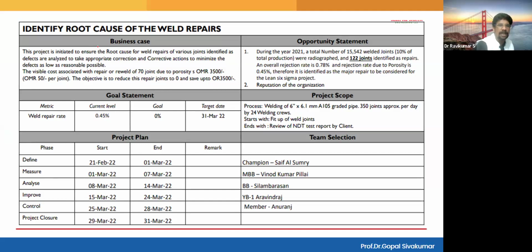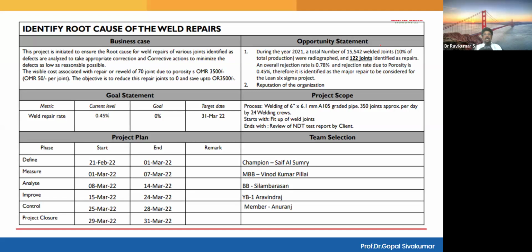Okay, so what is happening actually? The visible cost associated with the repair or reweld of 70 joints is around 3,500. So obviously 50 per joint. So our objective is to reduce the repair joints to 0 and save rupees 3,500 per day. So this is the business case. You are going to save 3,500 rupees per day at the end of the day.